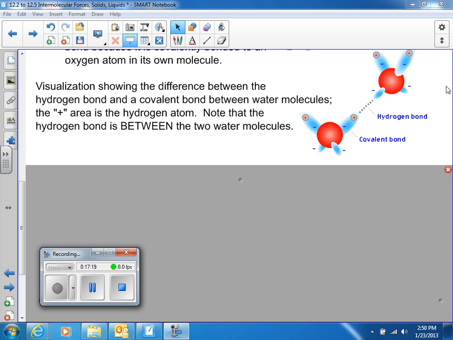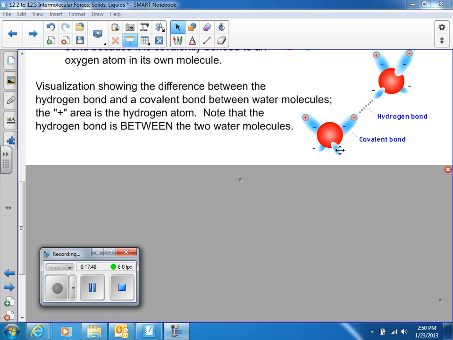Okay, now this next picture is just showing the difference between the covalent bond and the hydrogen bond. So the covalent bond is right within a single molecule. All right, you understand that hopefully? So here's our oxygen atom. This is a hydrogen right here. This is another hydrogen. These are the lone pairs. All the negatives are showing you where the electrons are in bonds, covalent bond, or lone pairs.